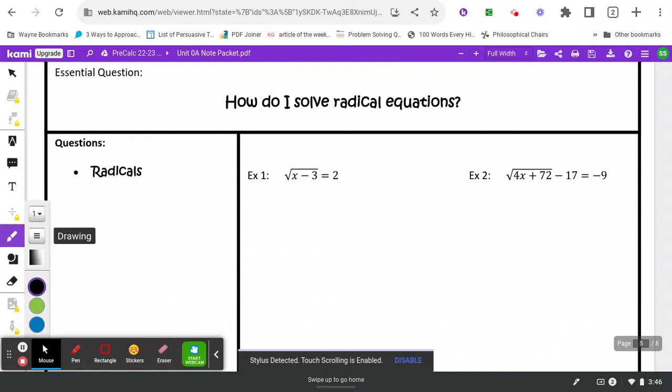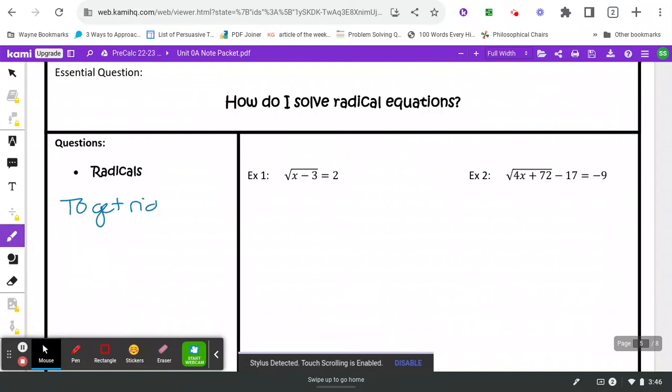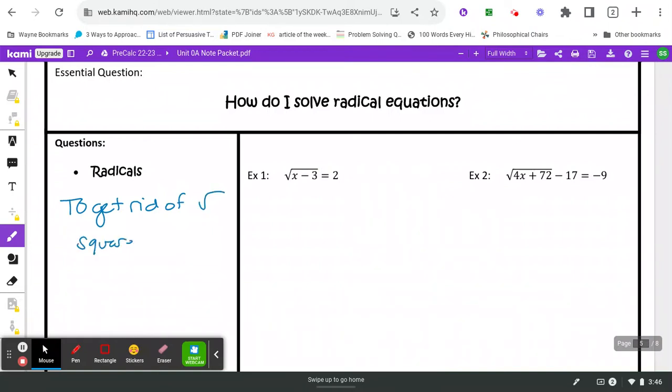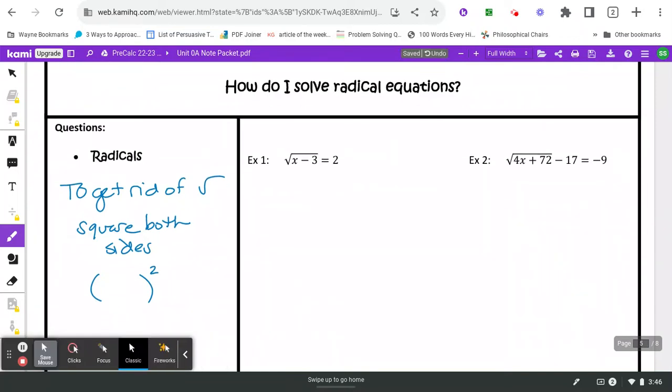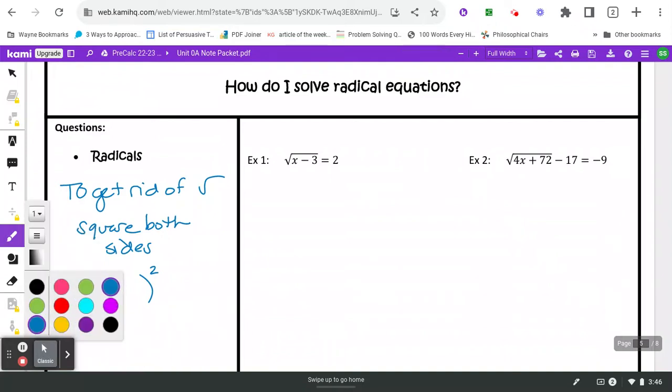So we have here, to get rid of a square root, we want to square both sides. So that usually means you're going to put it in a parenthesis and then put the exponent of 2 on the outside. All right, so let's take a look at example number 1.